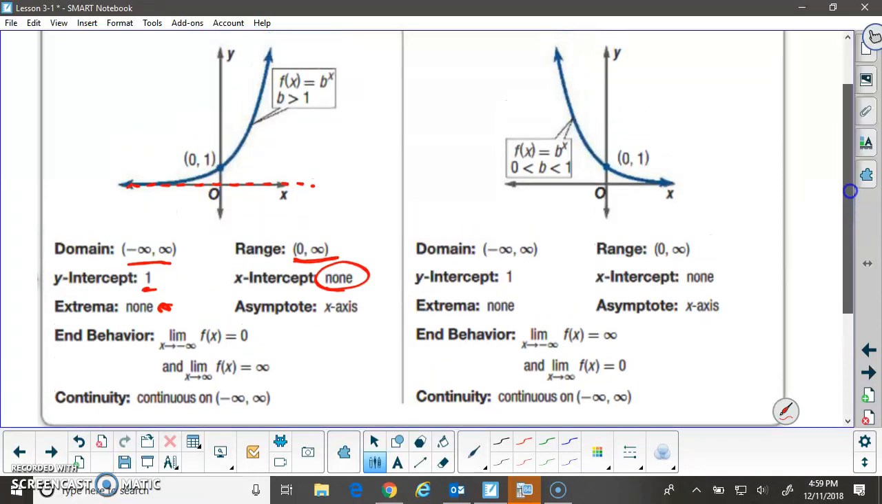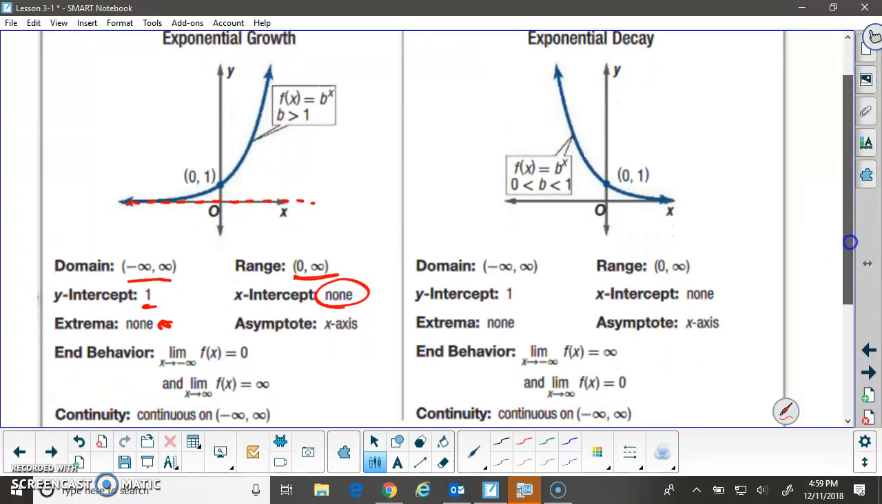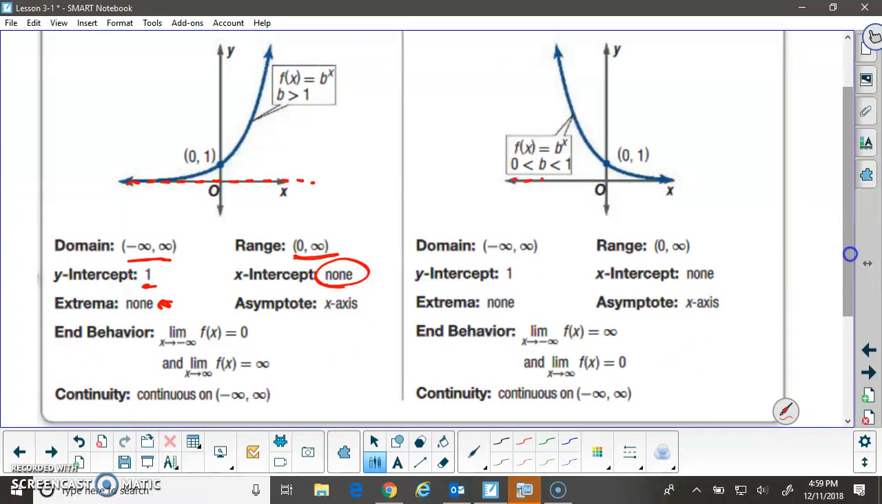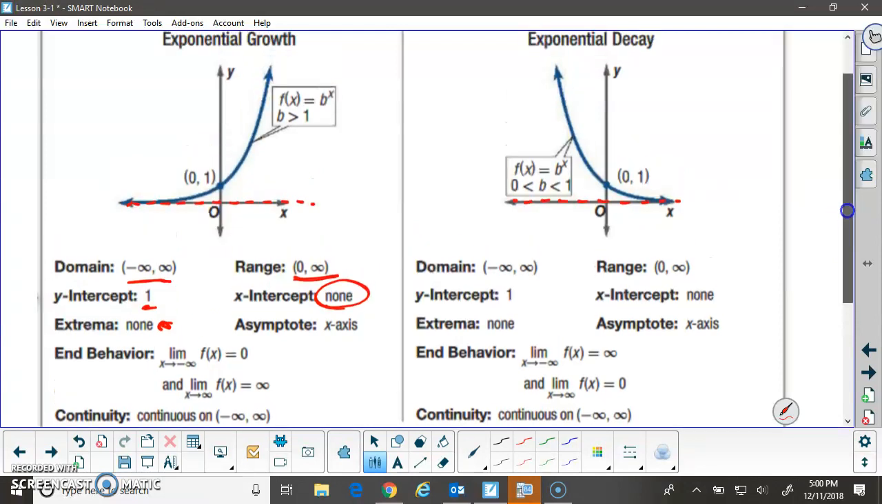An exponential decay model looks pretty much the same, except for it's reflected about the y-axis. So the domain, again, is all real numbers. Range is greater than 0. Y-intercept at 1. No x-intercepts. No extreme values. No minimums or maximums. Horizontal asymptote, again, here at 0. And then as you go really far to the left, it increases without bound. As you go really far to the right, it gets closer to 0, and it's continuous.